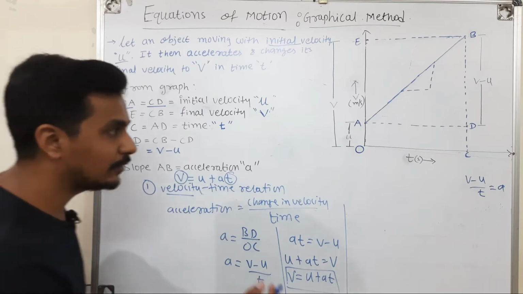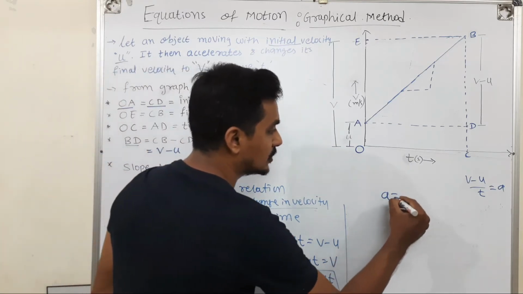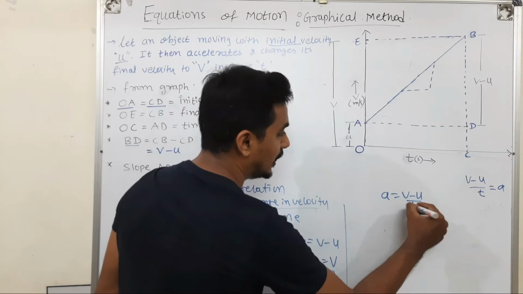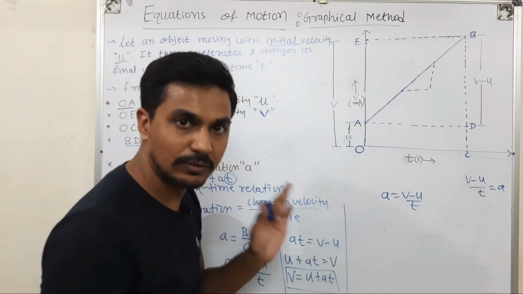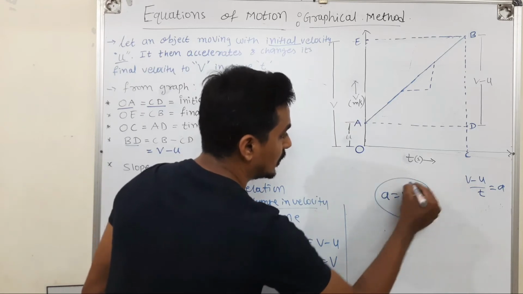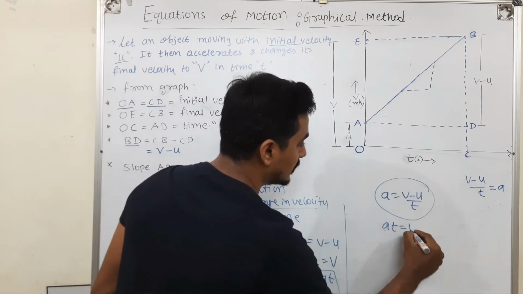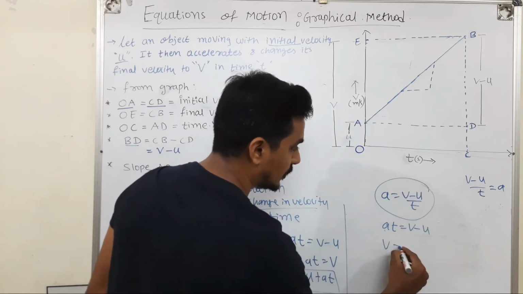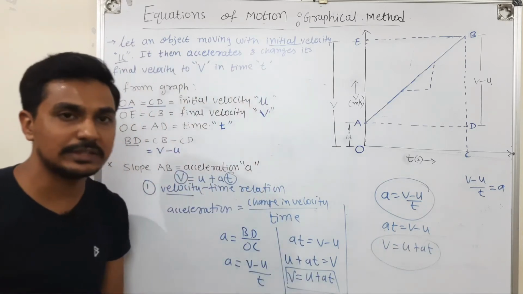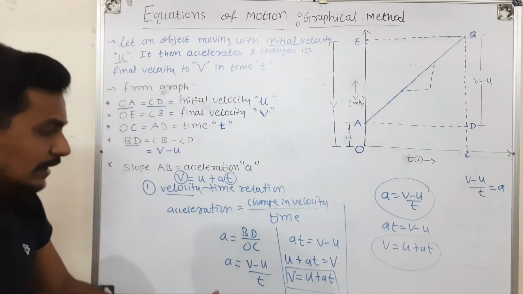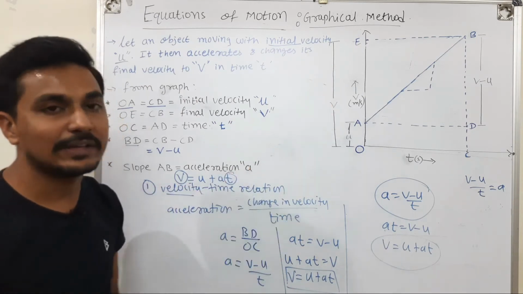Now in a simple way, if you want to derive it, you can use A is equal to V minus U by T. This is the equation of acceleration. So AT is equal to V minus U, so V is equal to U plus AT. This is a three-step derivation which is very simple, but this derivation is not the graphical method.